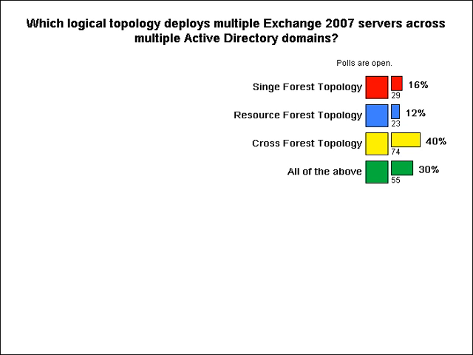Most of you are guessing cross-forest topology, but let me ask you this. If I have a single forest, can I have 10 domains? And in each of those domains, can I have an Exchange server? If I have a resource forest, could I have 10 domains in that forest and have an Exchange server in each of those domains? The same question goes for the cross forest. And the answer to that is going to be yes across the board. So the answer is indeed all of the above.